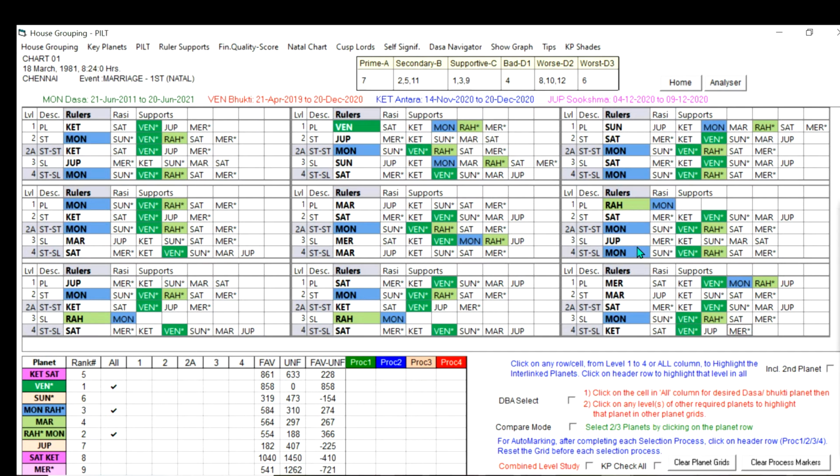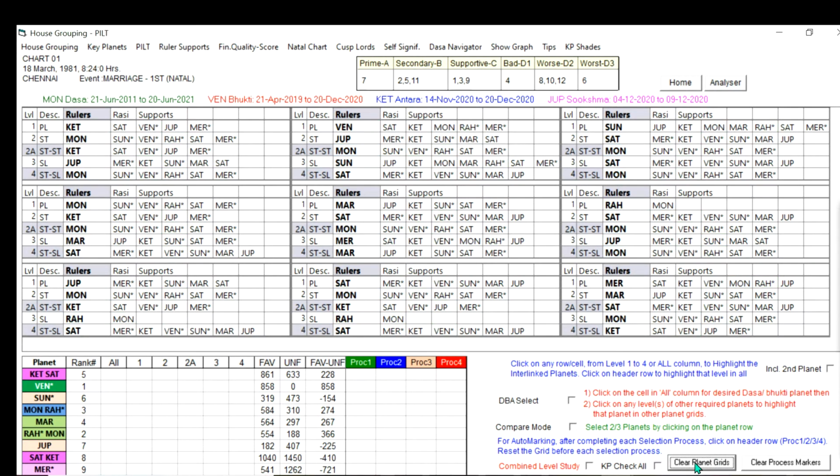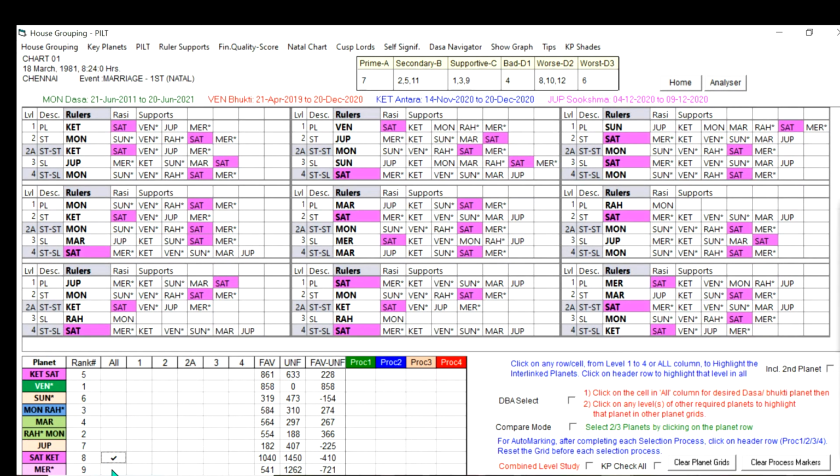So what I'm saying is, either you can check the favorable key planets and check those planets which have them in the star level or sub level, or you can check the unfavorable planets, Saturn and Mercury. Then the planets which have these unfavorable key planets as their rulers, at star level or sub level, or at 2 consecutive levels, we can keep under a waiting list because they are not going to be supportive, they are going to give trouble. So whichever way you want to use this PILT table, the planets connection, we can usually do it.